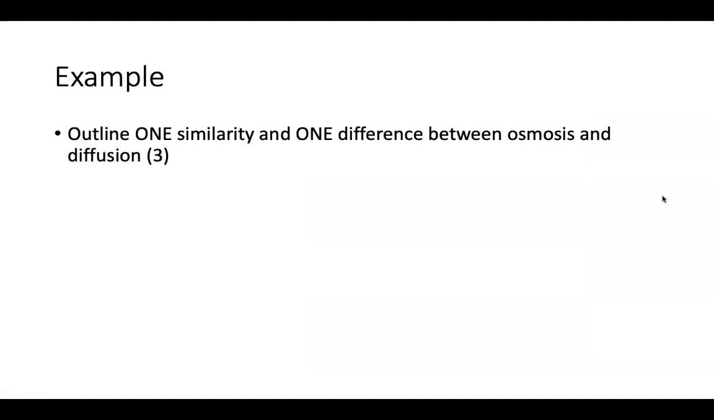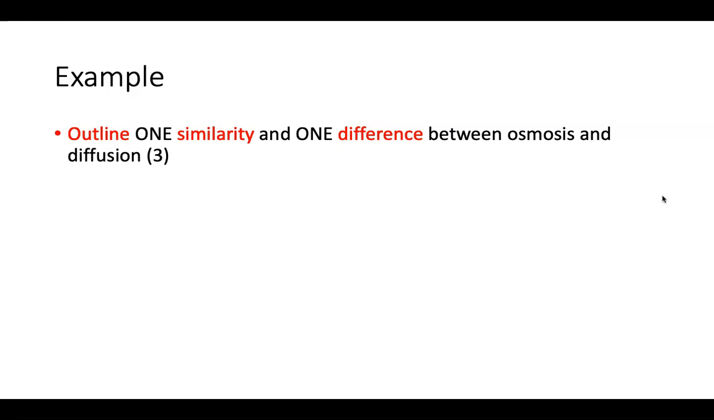So let's have a couple of examples here to try and apply this all together. So the first example here is a relatively easy question. It's an outline question. So outline one similarity and one difference between osmosis and diffusion. This would be worth probably about 3 marks in an end of year exam. So let's highlight the key words here. So the key verb is outline. An outline is one of those lower level verbs. It's going to be part of our I, or identify part of our scaffold.